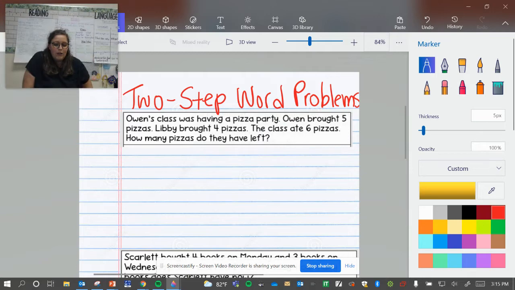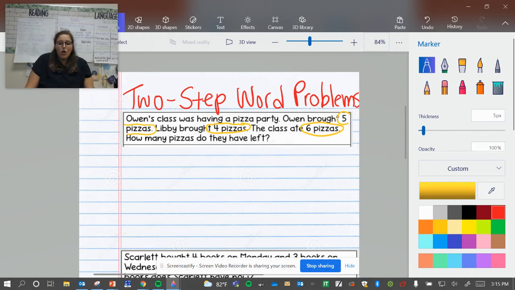And let's read this problem together. I want you to follow along with your finger as I read it. Owen's class was having a pizza party. Owen brought 5 pizzas. Libby brought 4 pizzas. The class ate 6 pizzas. How many pizzas do they have left? So I see some numbers and labels I need to circle, don't I? What's one that you see? I see 5 pizzas, so I'm going to do like a little half circle here and finish it over here. 5 pizzas. What else do you see? 4 pizzas. What else do you see? 6 pizzas.